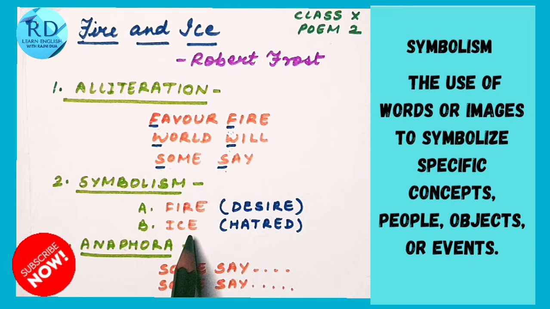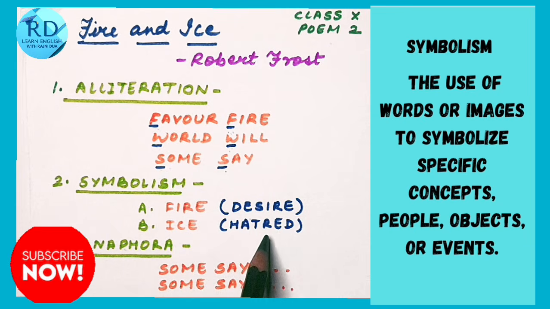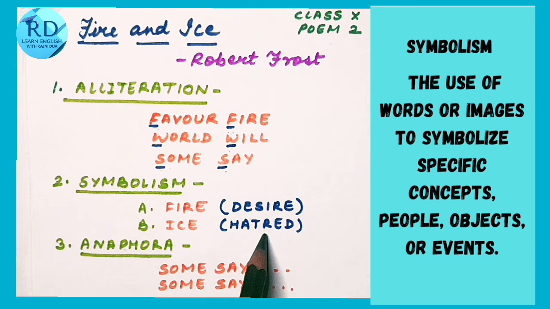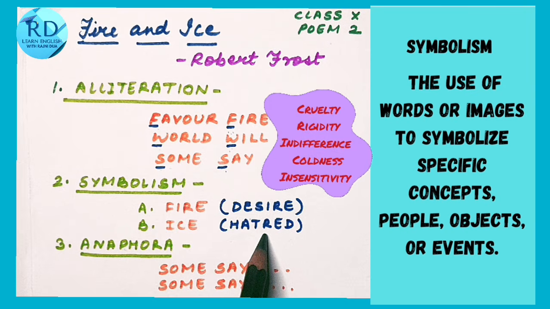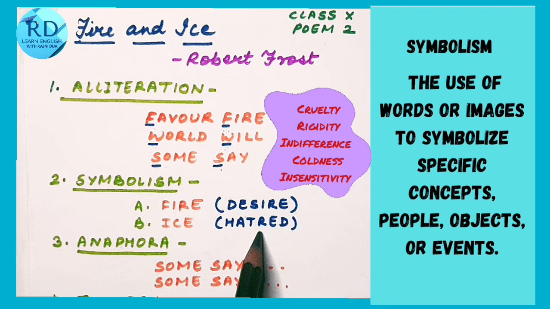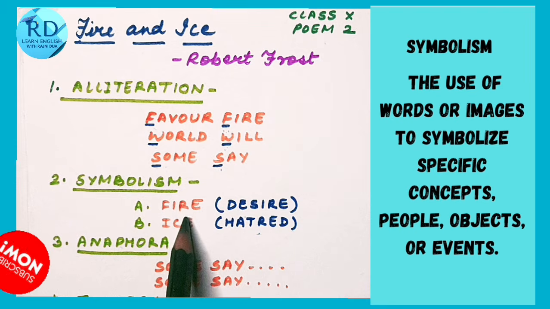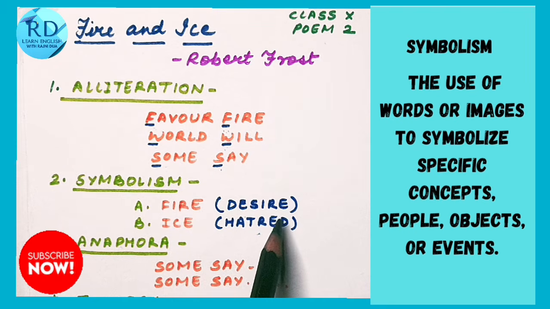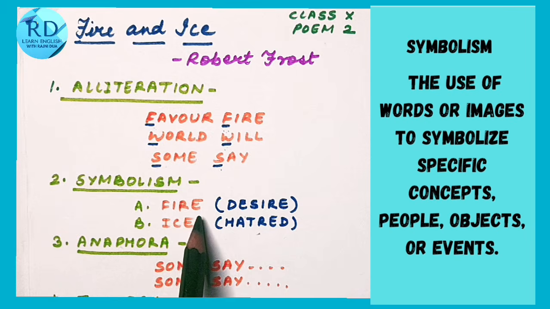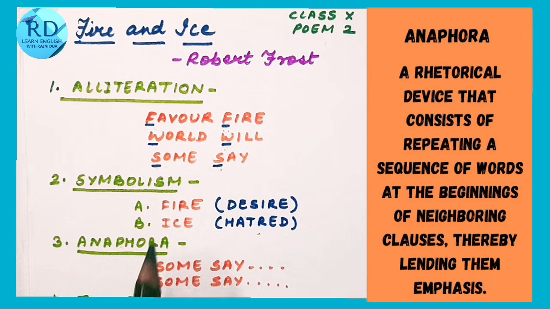In the same way, ice symbolizes hatred. And apart from that, it also symbolizes cruelty, rigidity, indifference, coldness, and insensitivity. So these words represent something else also apart from their actual meaning. This is symbolism. Third poetic device is anaphora.